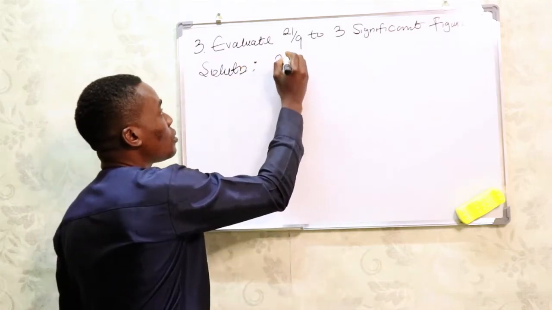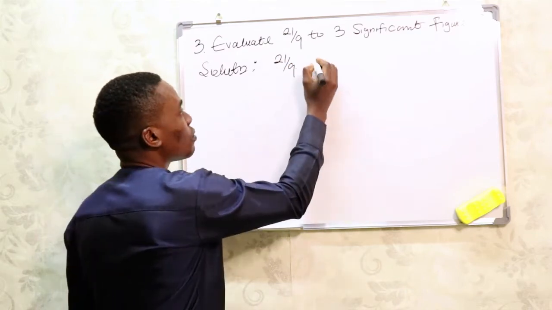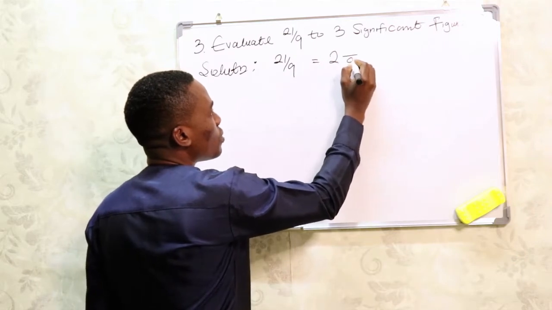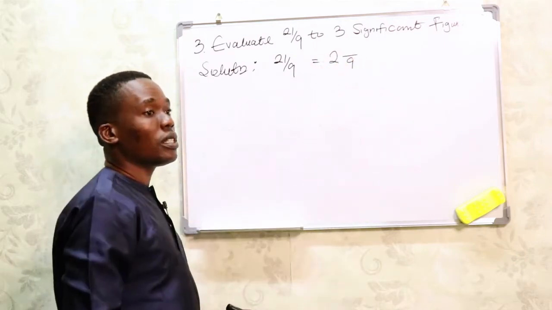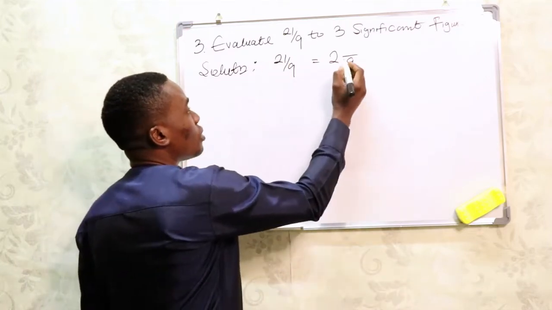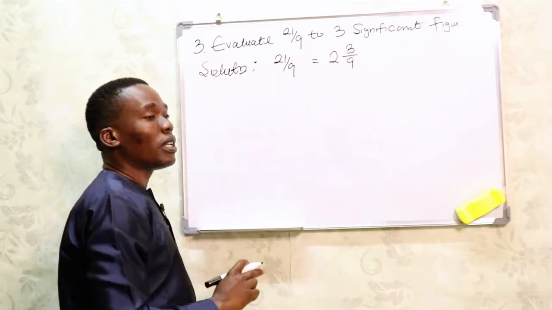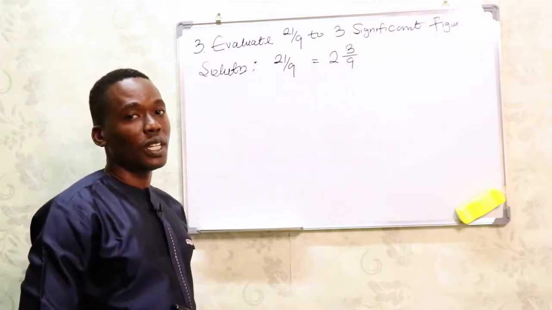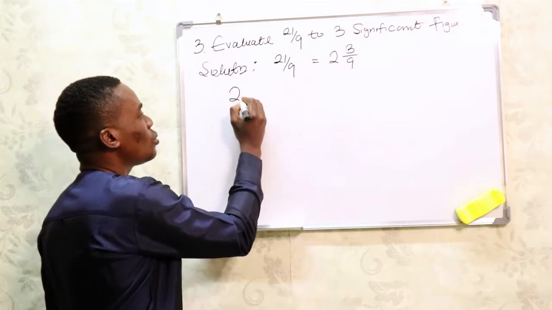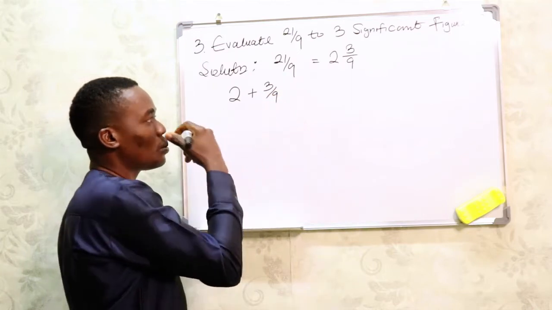Now we have 21 over 9. We are reducing it back to a mixed fraction. First of all, let's decide to multiply the 9 by 2. 9 times 2 will give you 18. 18 plus 3 will give you 21. So this value will give you 2 whole number 3 over 9, which is a mixed fraction. Now to carry out this easily, we bring out the mixed fraction to be 2 plus 3 over 9. That is what it will give you.